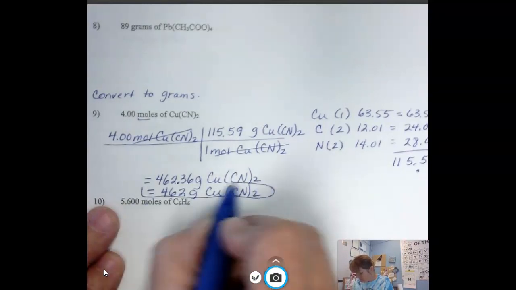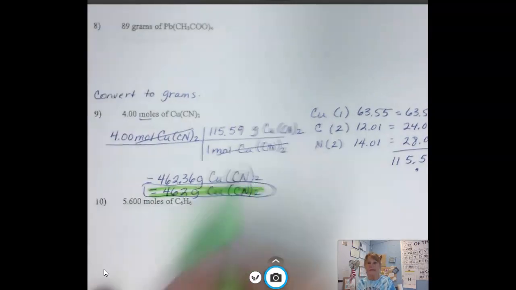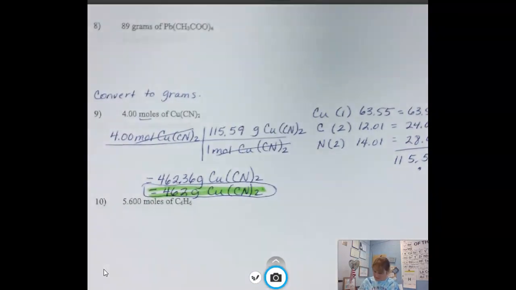So be sure, and if you had already done that, you might not have written the previous there. So that would be my final answer, 462 grams of copper cyanide. Okay, let's do another one here.